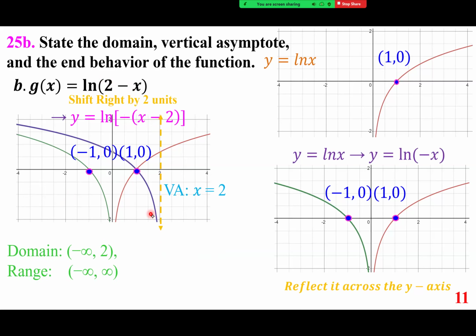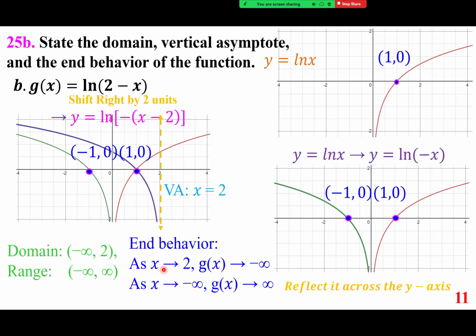What about the end behavior? As x goes to 2, g of x goes to negative infinity. That means this one, the vertical asymptote. As x goes to negative infinity, g of x goes to positive infinity. And again, I want you to see that this one is to the left of number 2. So 2 from the left. Again, as an example, 2 from the left is like 1.9999. That's the concept. And this is the notation which is used in calculus.